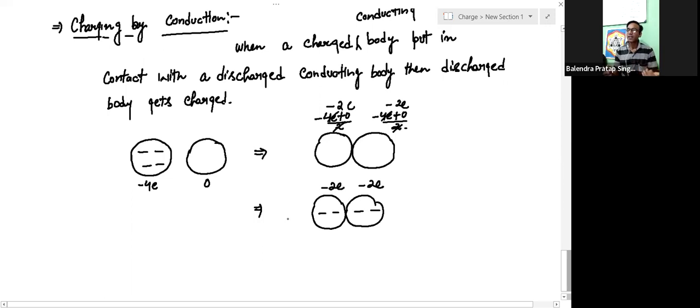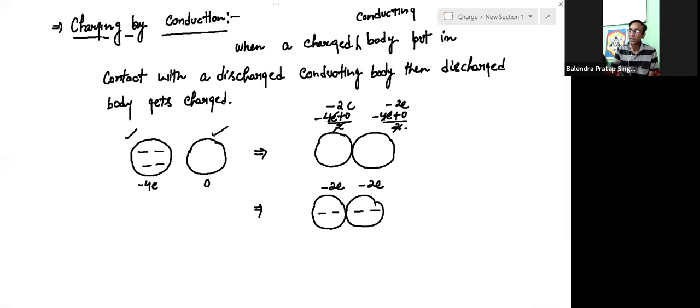Is it clear? So a body has 4 negative charges and a discharged body, we put these 2 bodies in contact, then what happened? They shared electrons. One body has negative 2 charges and another body gets negative 2 charges. What is the method? Just add these 2 charges and divide by 2. So in this way you can charge by conduction. Okay, now let us take another example.